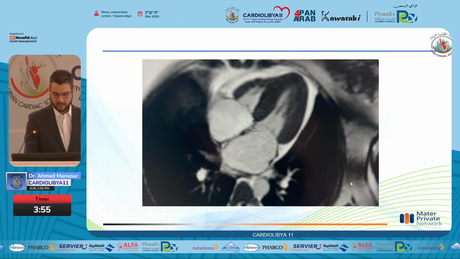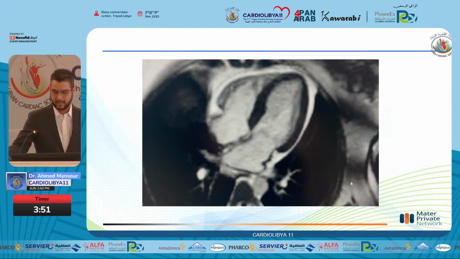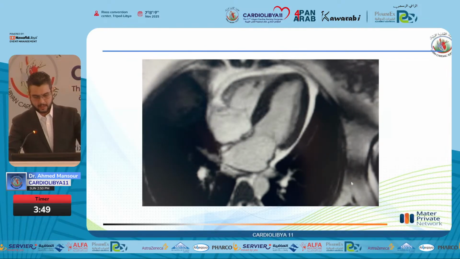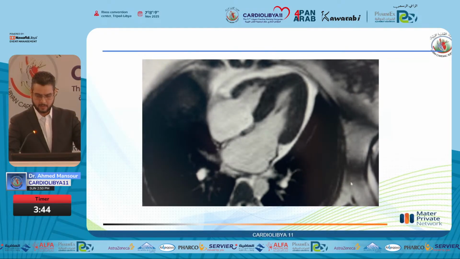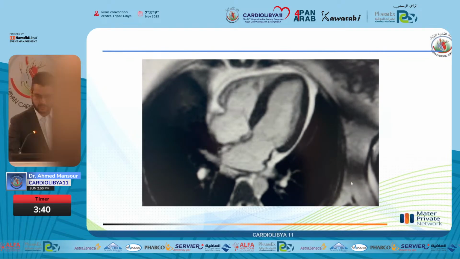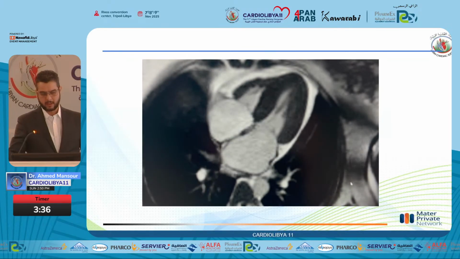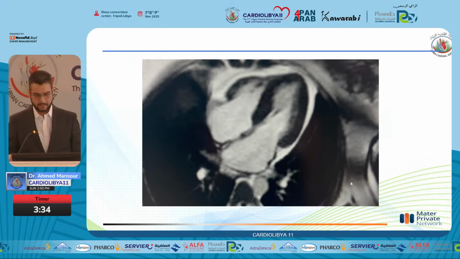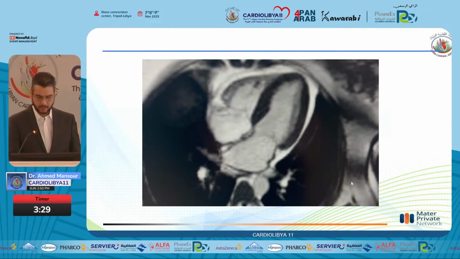So as you see here now, this is the cine image of the 4-chamber view, okay? And the LV and RV clearly, by eyeballing, have normal systolic function. And then there is a little bit of LVH there. The left atrium appears a bit dilated as well, okay? Maybe mild to moderately dilated.